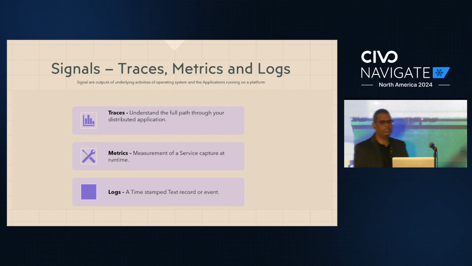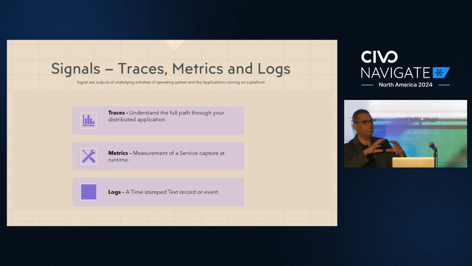Sure. So I said your code is sending signals, and the purpose of OpenTelemetry is to collect, process, export, and store these signals. There are three types of signals. The first one is traces. Traces help you understand the path, right?